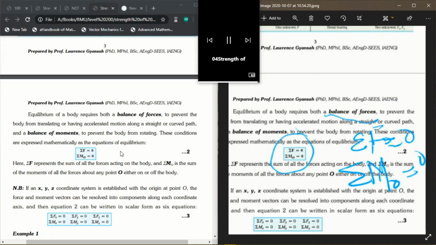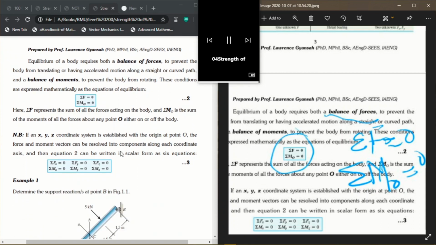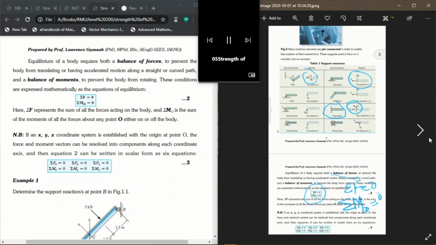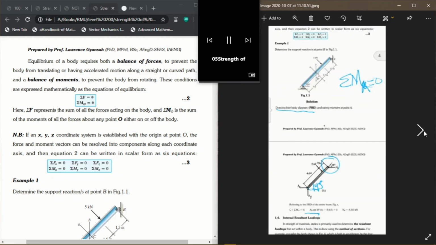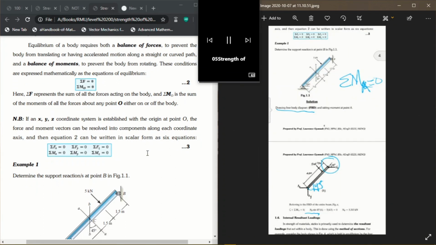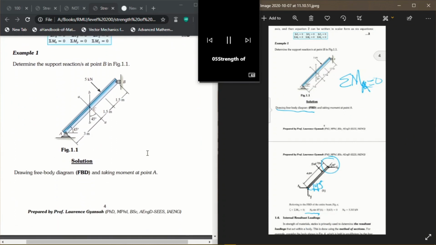So we are going to continue by looking at an example in our lecture material. We are going to continue to look at a tutorial. If you look at example 1 of our lecture material, page 4, we are asked to determine the support reaction or reactions at point P. Now the first thing you have to do is to draw something we call a free body diagram, FBD.